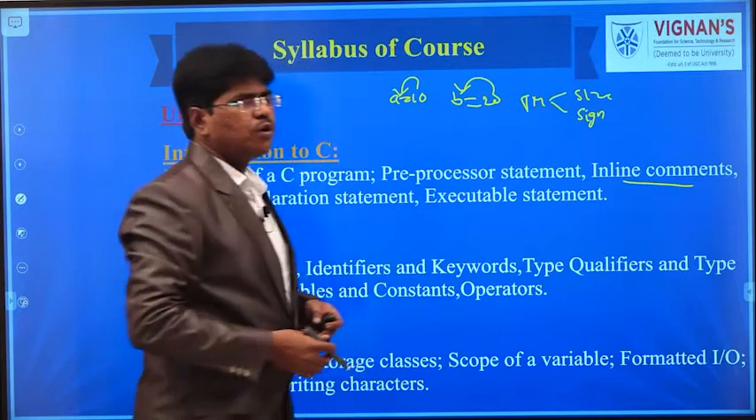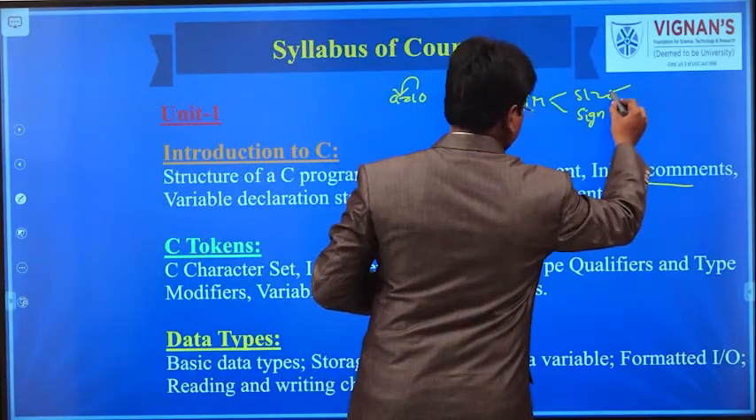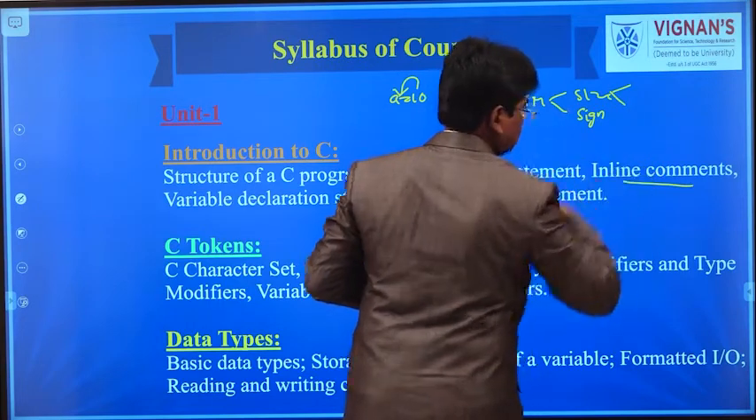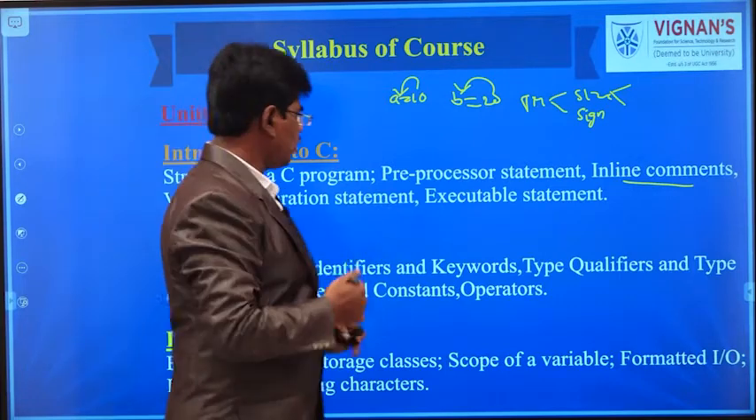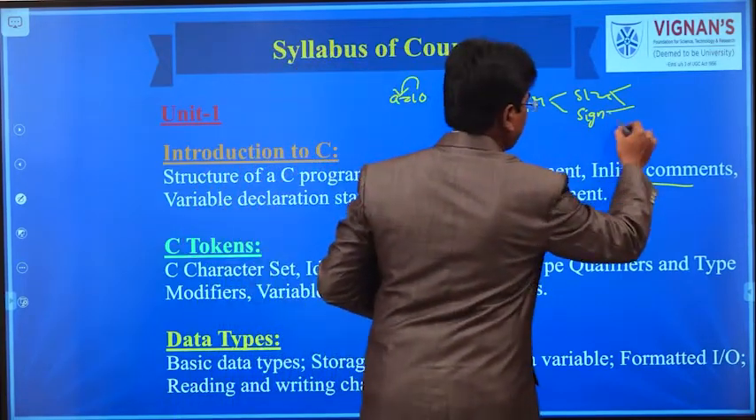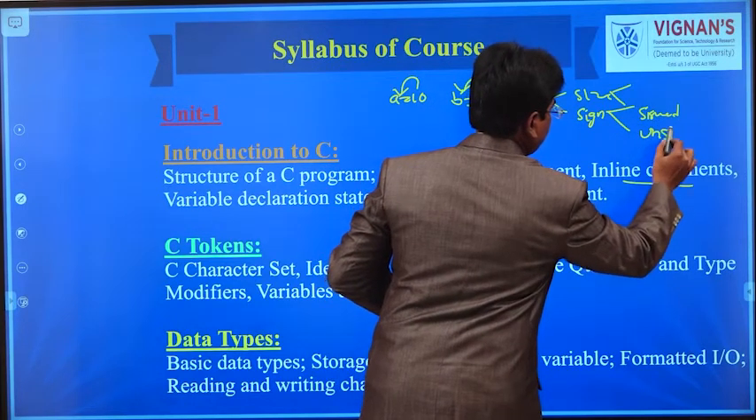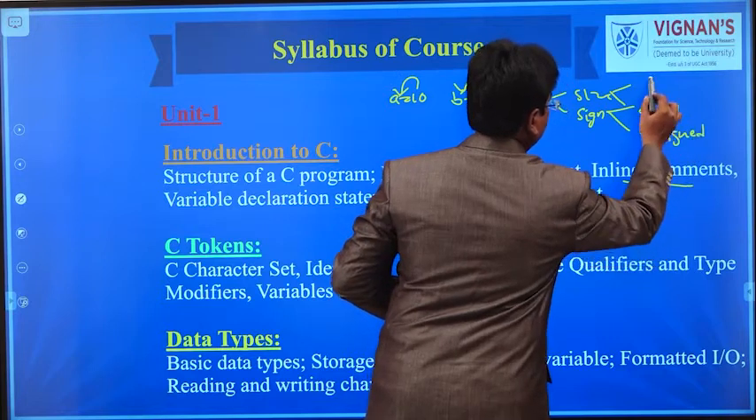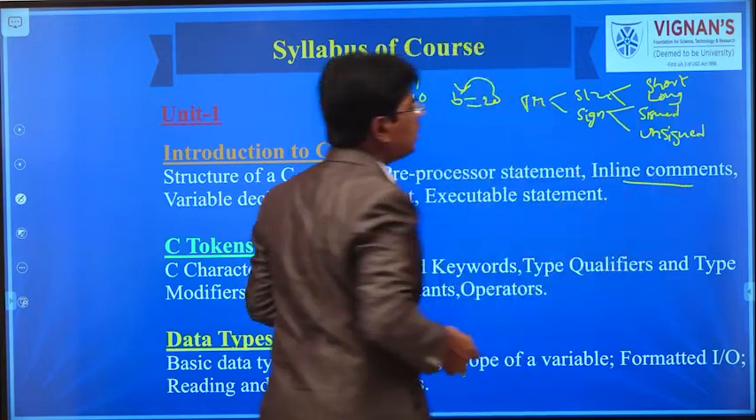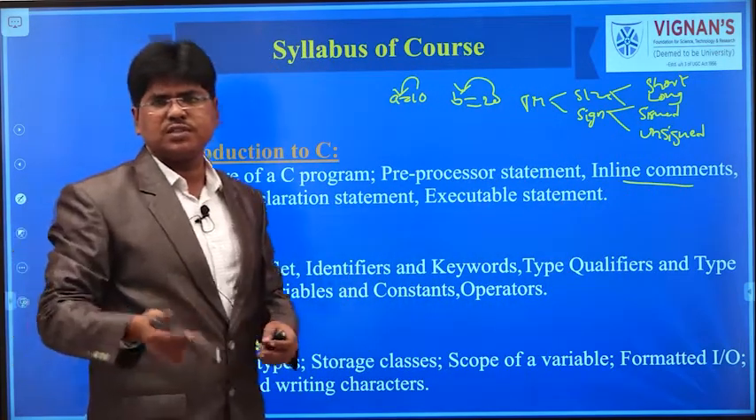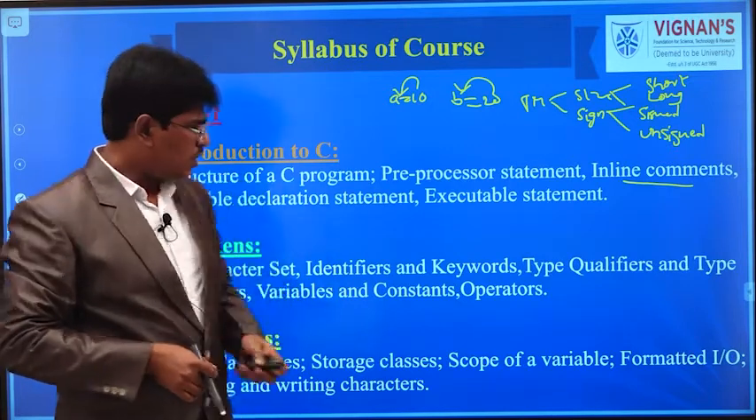Size modifiers again have different types that we will cover in this concept, and sign modifiers also have different types, signed and unsigned. And size also has two types. It is completely based on the range of the types: short and long. What is this short and what is this long, and what is this signed and unsigned? These things we will cover in the concept of type qualifiers and type modifiers.